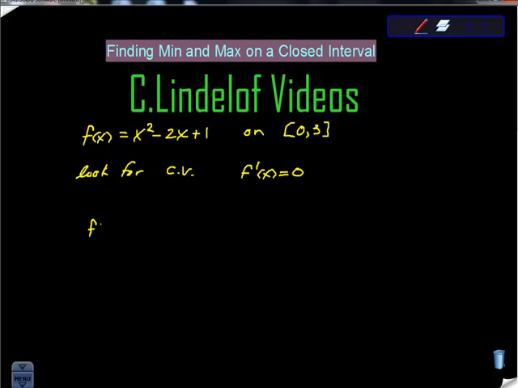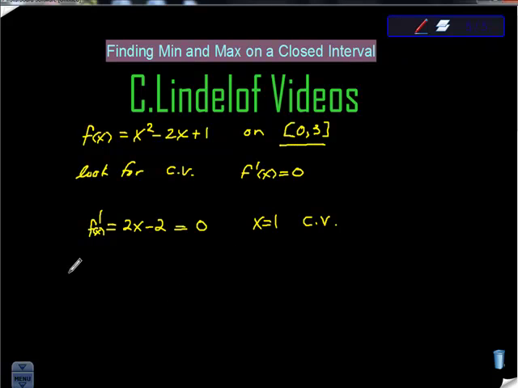If f of x is this, then f prime at x is equal to 2x minus 2. I'm going to set that equal to 0, and we find that x is equal to 1. So x is equal to 1 is the only critical value that we have. Now I'm just going to go through the steps of finding a min or a max on a closed interval. So we have to be careful.